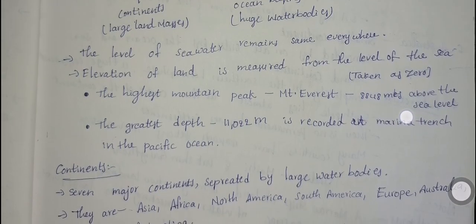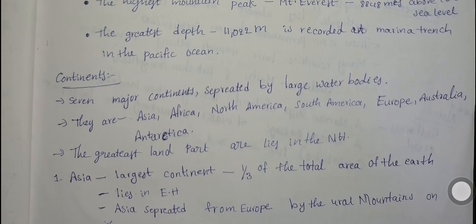Next, continents. We have 7 major continents which are separated by water bodies. They are Asia, Africa, North America, South America, Europe, Australia and Antarctica. The greatest land part lies in the northern hemisphere. If you see the globe or world map, we observe that there is more land in the northern hemisphere if you compare it with the southern hemisphere.